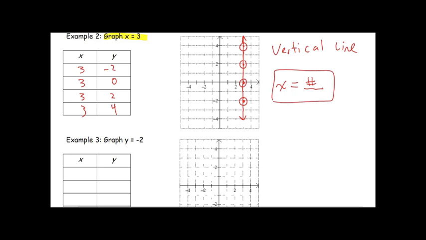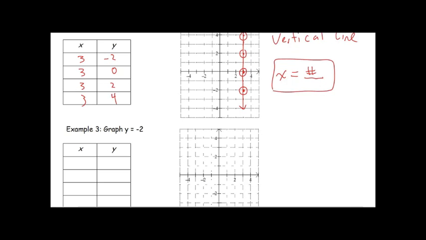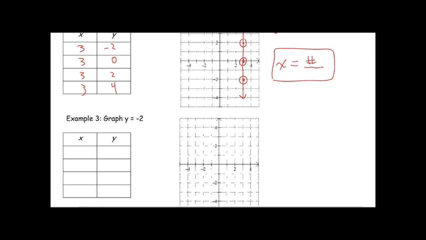If we go down to example number 3, here we're told that all of our y values are now a set value. Our y coordinate, or y value, is always going to be negative 2. Again, I could just pick a bunch of x points.